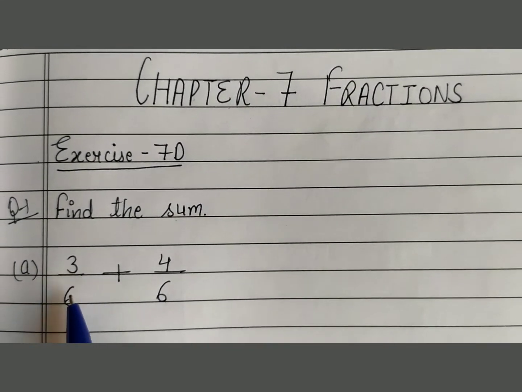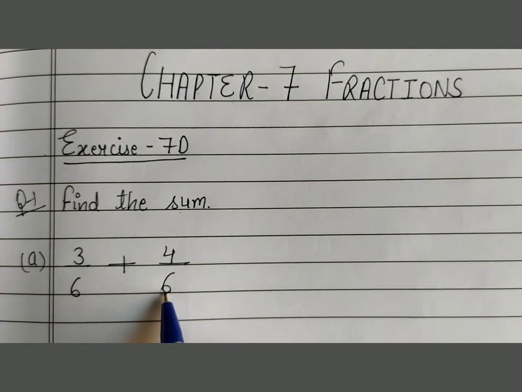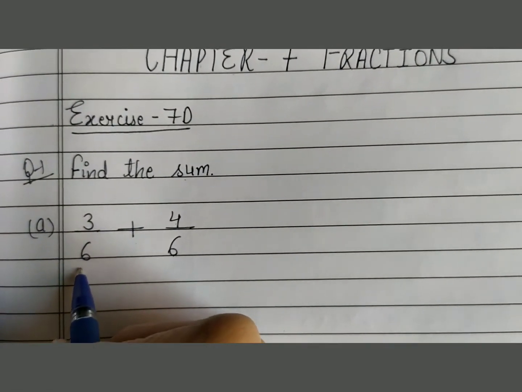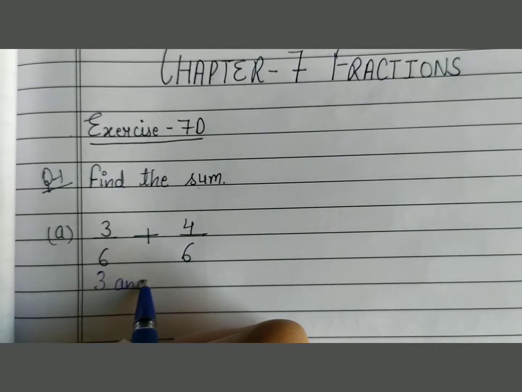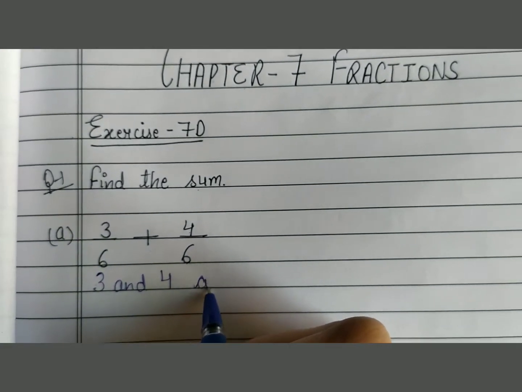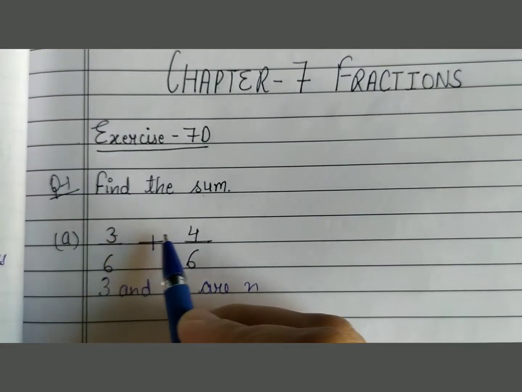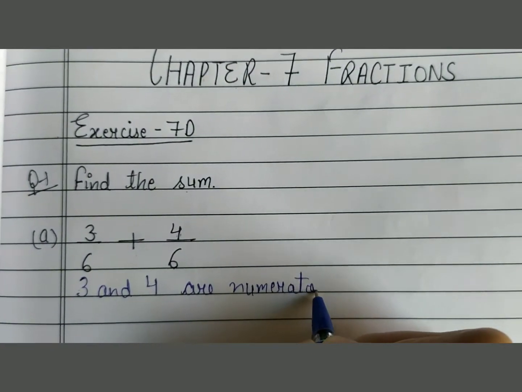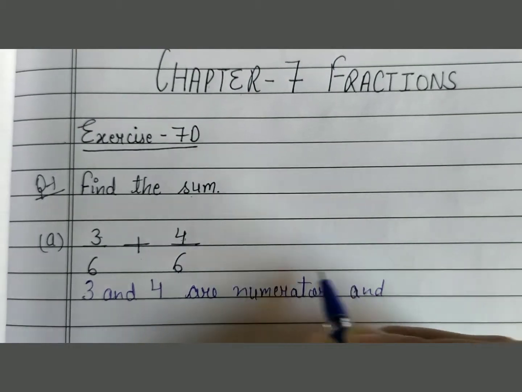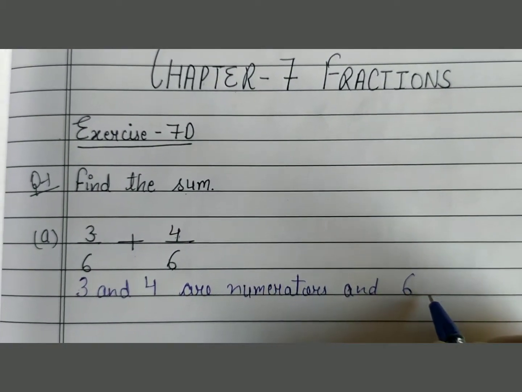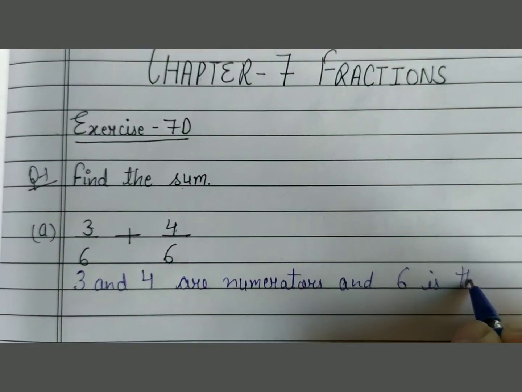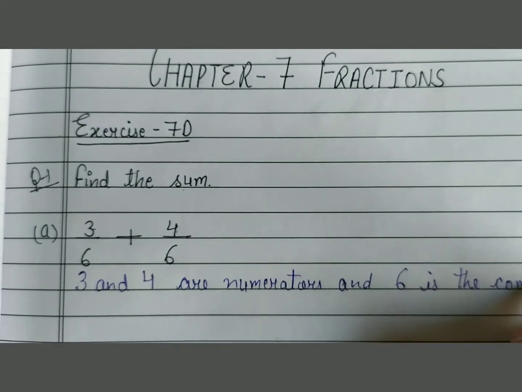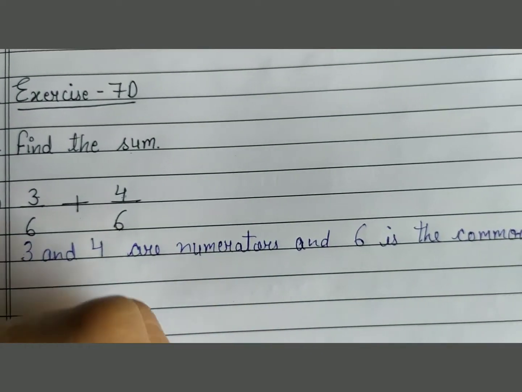First question is 3 upon 6 add 4 upon 6. Firstly write 3 and 4 as numerators, and 6 is the common denominator.